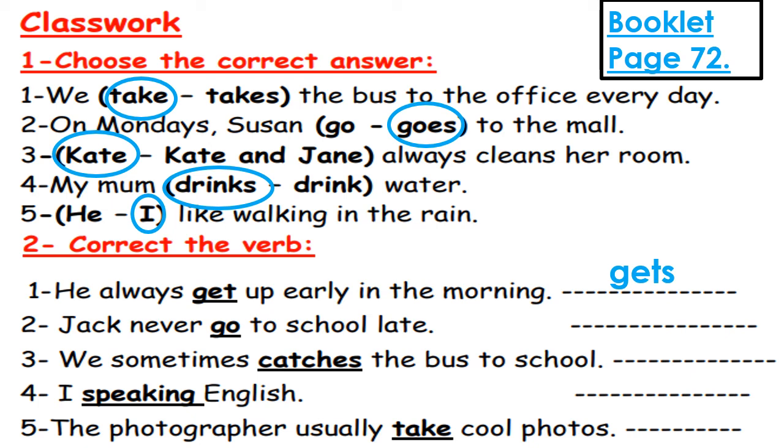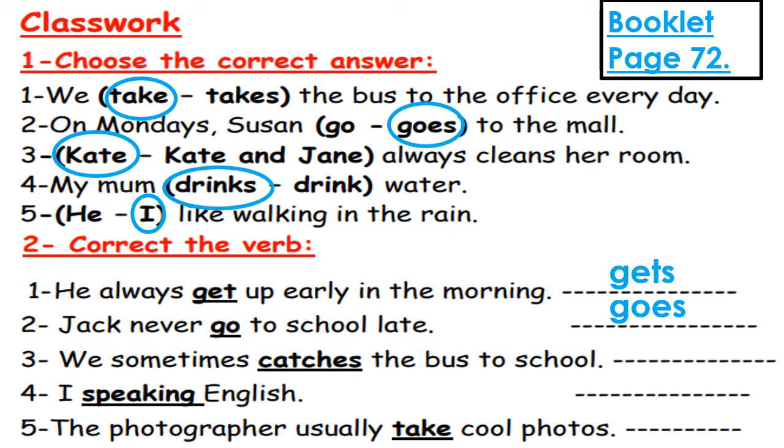Number 2, Jack never go to school late. Okay, we have Jack, singular noun, and never, a guiding word for present simple tense. Shall I put go like this? No, I have to put, the verb ends with letter O. Yes, E and S. So go is going to be goes. So Jack never goes to school late.